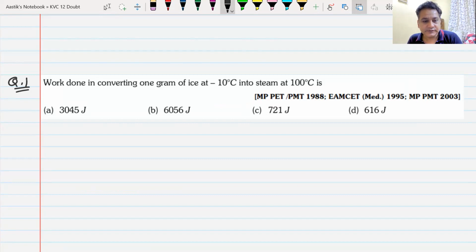In converting 1 gram of ice at minus 10 degrees Celsius into steam. Do not take it as work done. Just take it as delta Q right now. So they have not talked about change in volume and change in everything. So we just take it as delta Q.